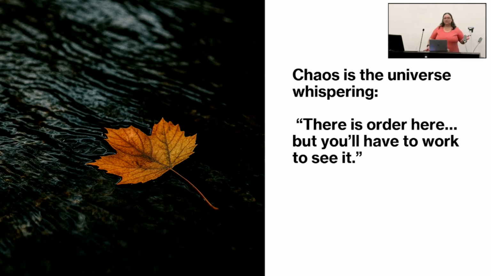But chaos isn't lawlessness. It's rules that amplify tiny differences. Like a leaf in a stream, it has complicated motion but consistent eddies. You can't predict the exact future, but you can understand the shape. When you understand the system's attractors, you can design for resilience. Chaos is the universe whispering, there is order here, but you're going to have to work to see it.